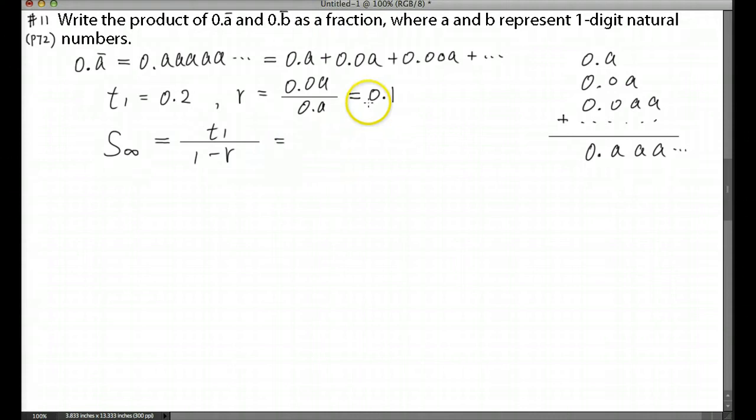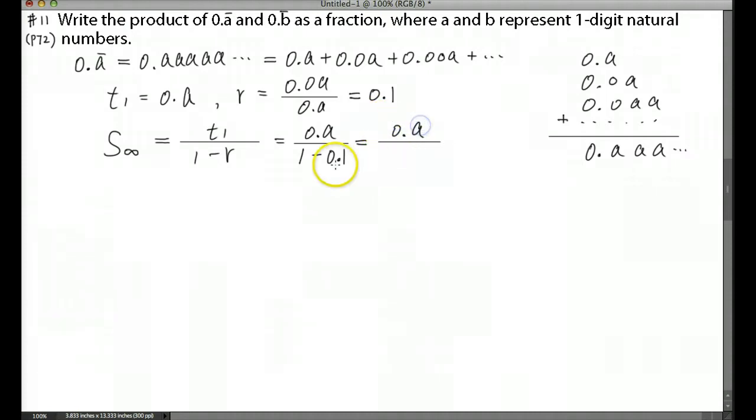Since we already know everything, I'm sorry, I made a mistake here. This one is just simply 0.A, not 0.2. So we don't really know what the A is, but it's fine, we don't need to know it. So this is 0.A. On the bottom is 1 minus r, which is 1 minus 0.1, and that equals 0.9.